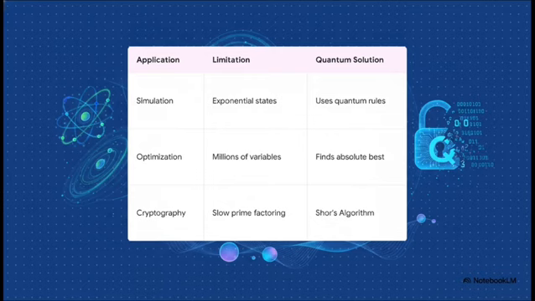First up, molecular simulation. Classical computers struggle terribly to model the interactions of even small molecules, simply because the quantum states of electrons scale exponentially. But a quantum computer operates using those exact same quantum rules natively. That makes it a perfect tool for designing new pharmaceuticals or better battery catalysts. Second, optimization problems. We're talking about finding the absolute best mathematical solution out of millions of variables for things like global logistics or financial risk modeling. And finally, cryptography. Now this is the scary one. Classical computers are extremely slow at prime factorization, but Shor's algorithm, running on a powerful enough quantum computer, could theoretically break the security backbone of the modern internet by easily cracking RSA public key encryption.